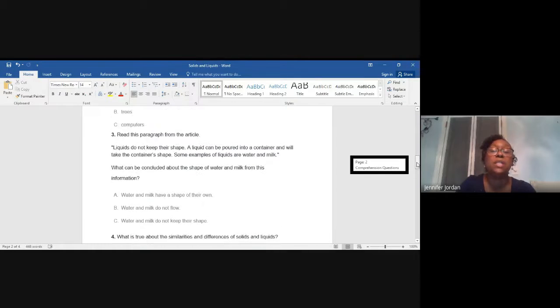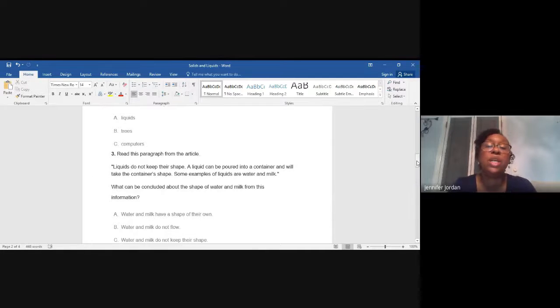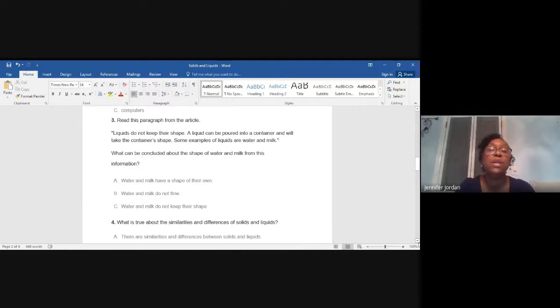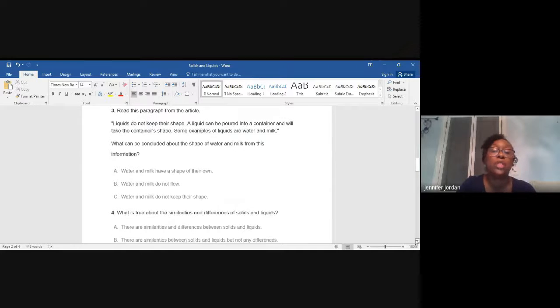So if we go back up to these three sentences and read them. Liquids do not keep their shape. A liquid can be poured into a container and will take the container's shape. Some examples of liquids are water and milk. So what can we draw our conclusion from? What can be concluded about the shape of water and milk from this information? A, water and milk have a shape of their own. Well, we already know it doesn't. B, water and milk do not flow. Well, we know when we pour them, it will flow. And C, water and milk do not keep their own shape. They don't, because they take on the shape of the container. So I hope you answered that. Let's move on to number 4.